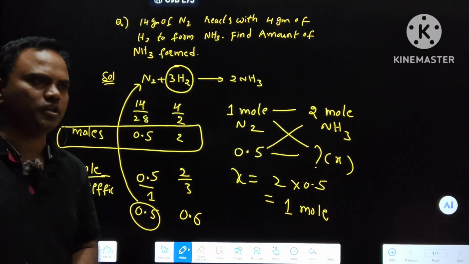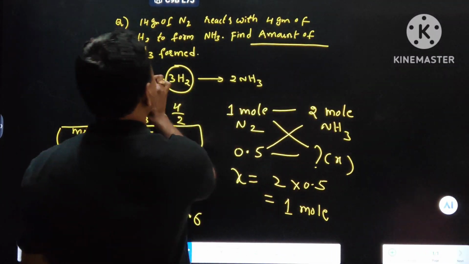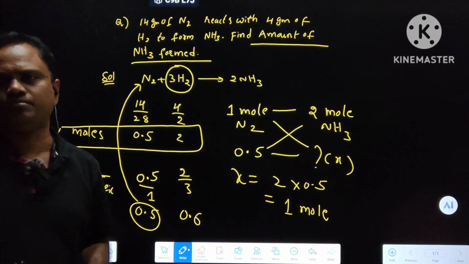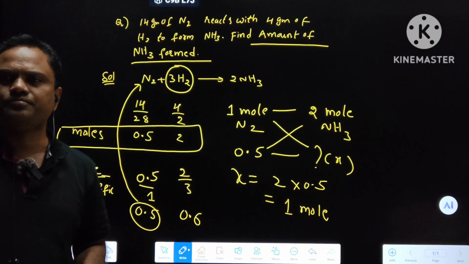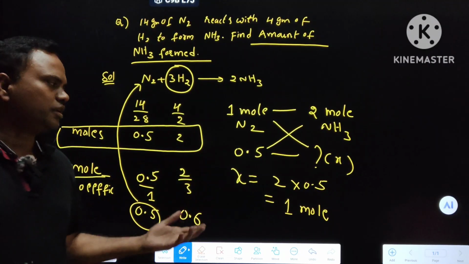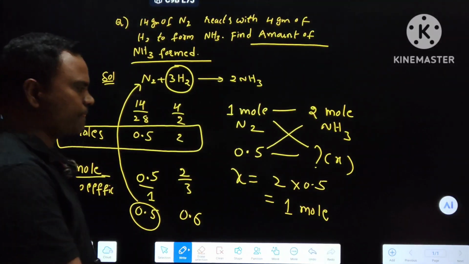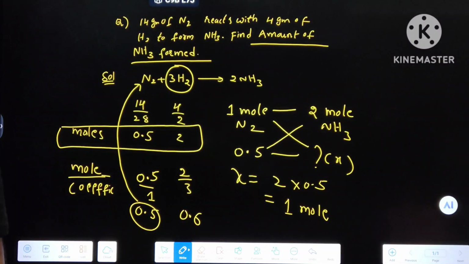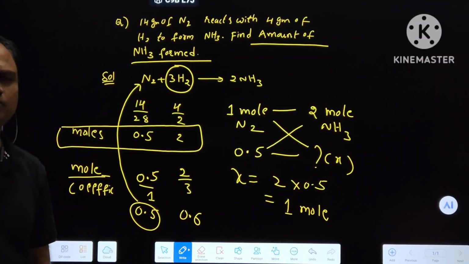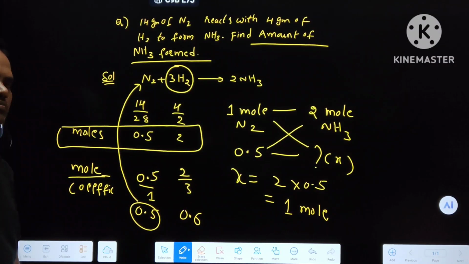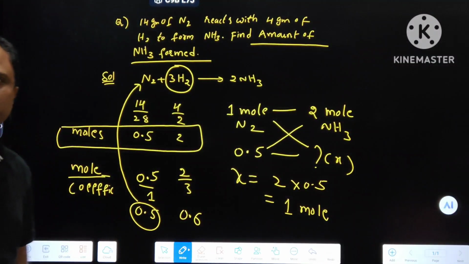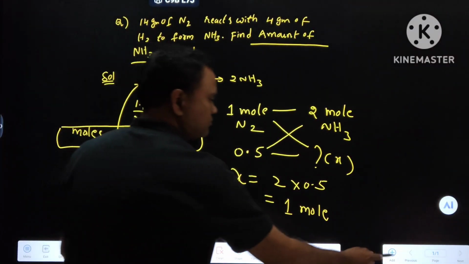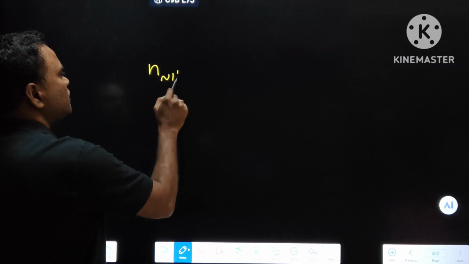So we got moles of ammonia. But what is the question? Find the amount of ammonia formed. If we know moles, we can find weight. Amount is nothing but weight. Then what is the weight? Calculate. You know the number of moles is 1. What is the answer, online students? So the number of moles of ammonia is equal to 1.